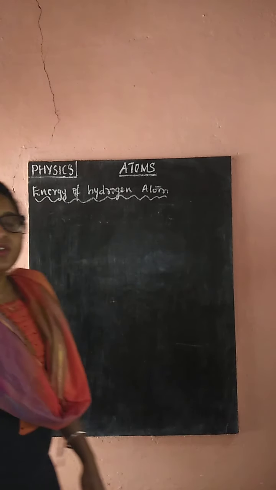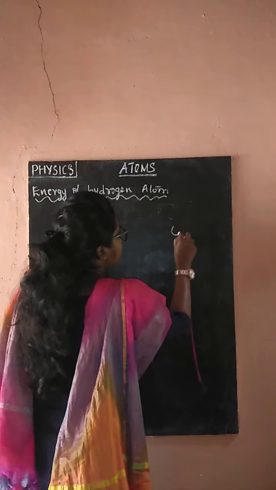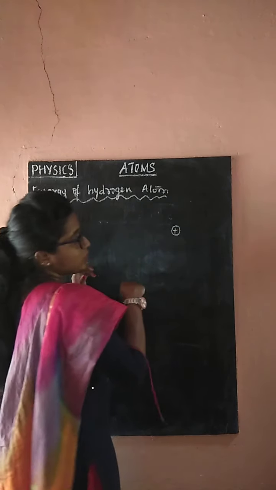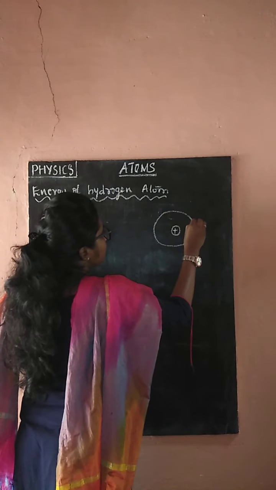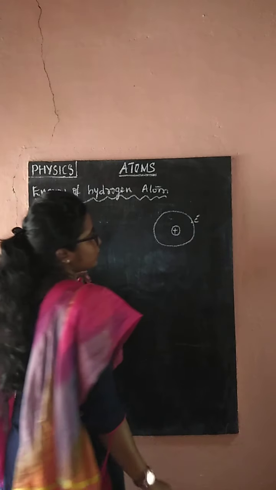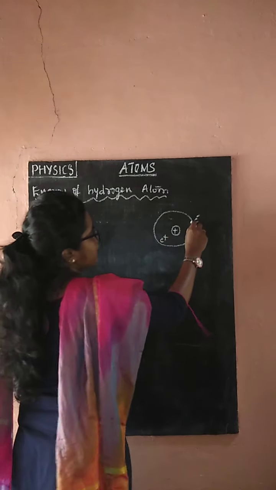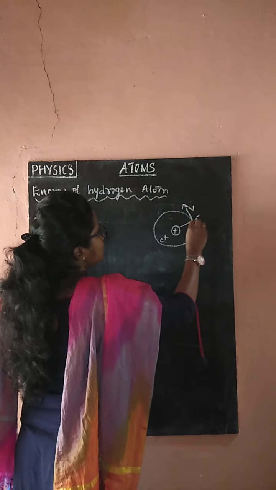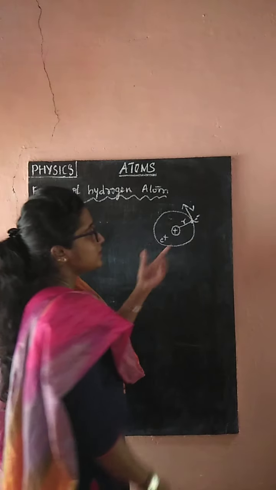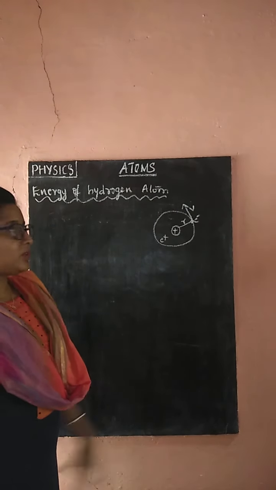So according to the Rutherford planetary model, we know that the nucleus of the atom will be at the center and the electron will be revolving around the nucleus. The nucleus has a positive charge and the electron has a negative charge. With some velocity, with the radius r, this electron will be revolving around the nucleus.